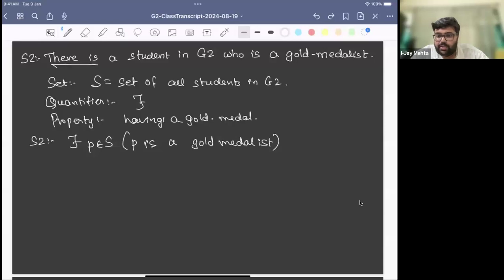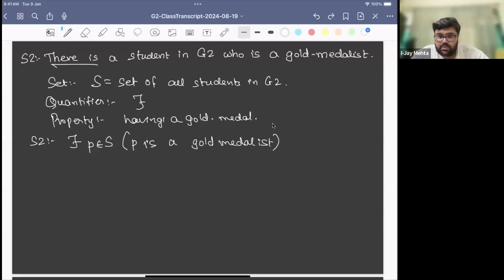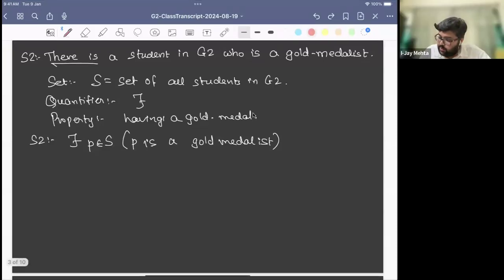Room number 10, Sumit. Yes, sir. When can you say it is false? When every student in G2 is not a gold medalist. Every student. So Sumit is saying every student in G2 is not a gold medalist.